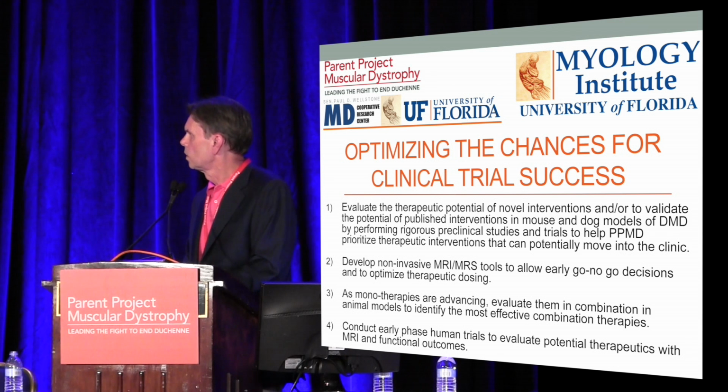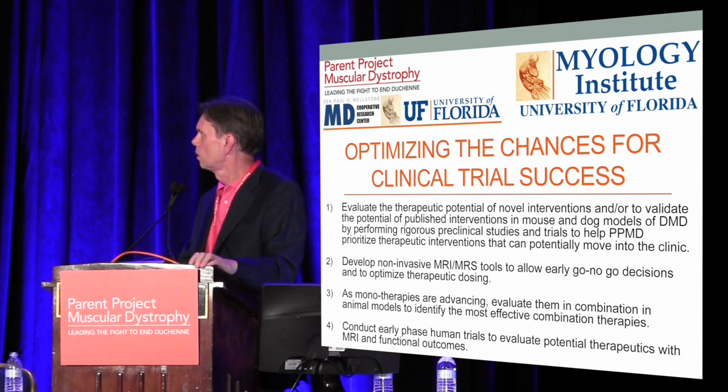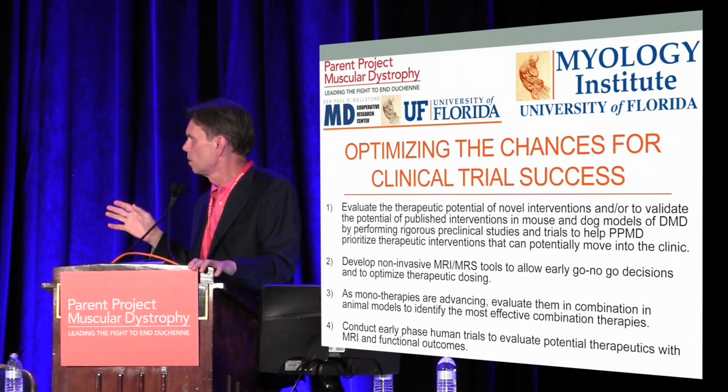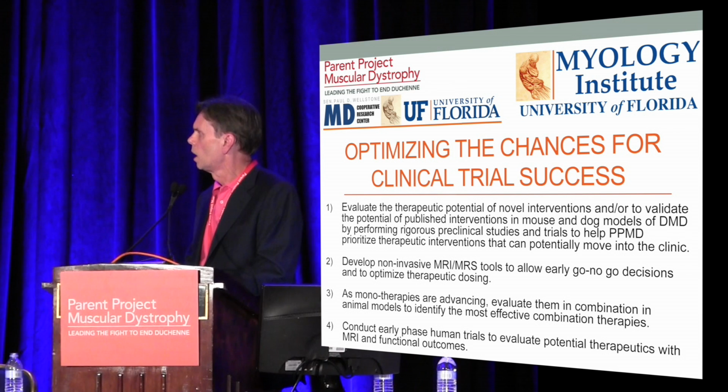So that's what we're doing to try to optimize the chances for clinical trial success, with the support of the Parent Project, with support of our Muscular Dystrophy Center from our Wellstone Center, and with support now that I have to establish a myology center at the University of Florida. We have this animal core, which is going to evaluate in a rigorous way the potential therapeutics. We're developing these non-invasive MR tools. We're looking at monotherapies as they're advancing, but also we're beginning, as Jill mentioned, to combine them in these animal models to try to figure out what are the most effective combination therapies. So as the monotherapies are available, we'll take our best guess at which ones we should try to combine in studies in the boys. And lastly, we're conducting our own early phase human trials to evaluate potential therapeutics, either approved or investigational ones, using MR as a major outcome for these early studies, along with some functional outcomes.